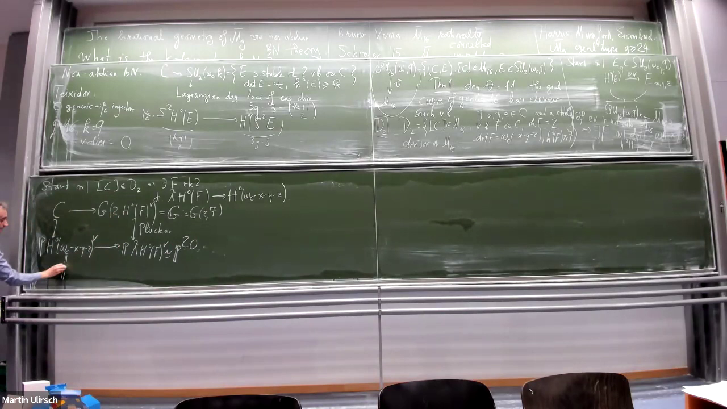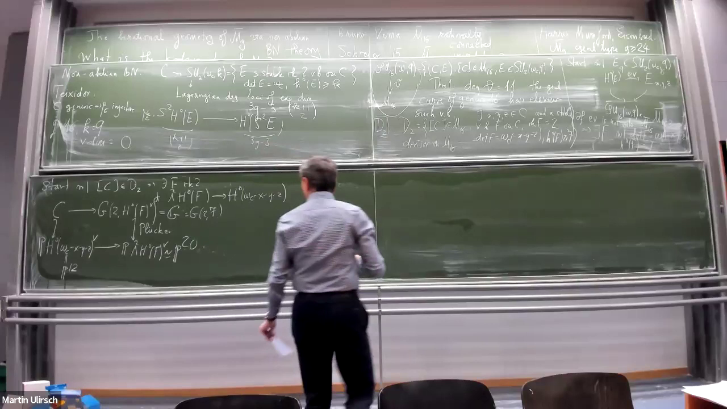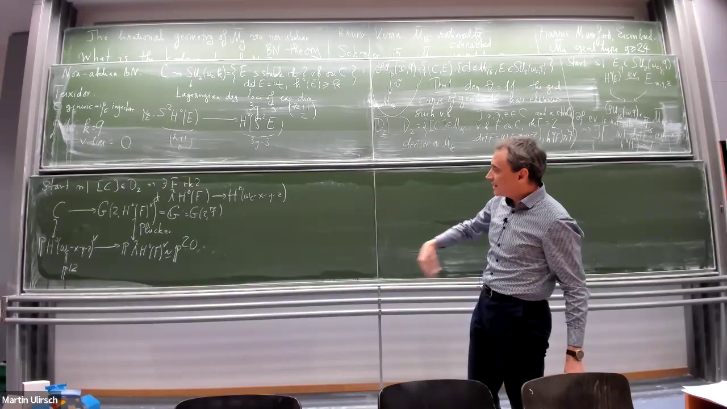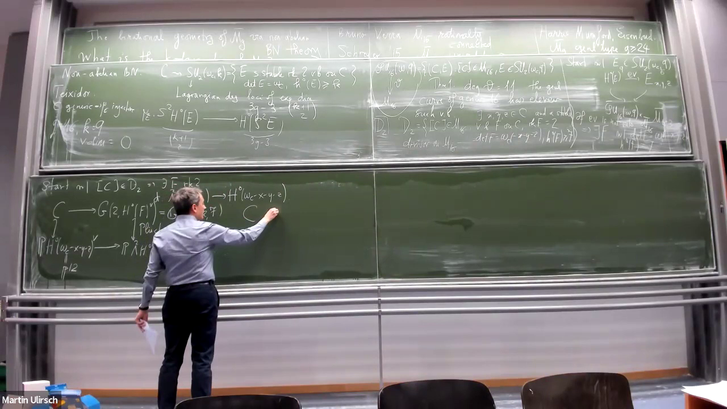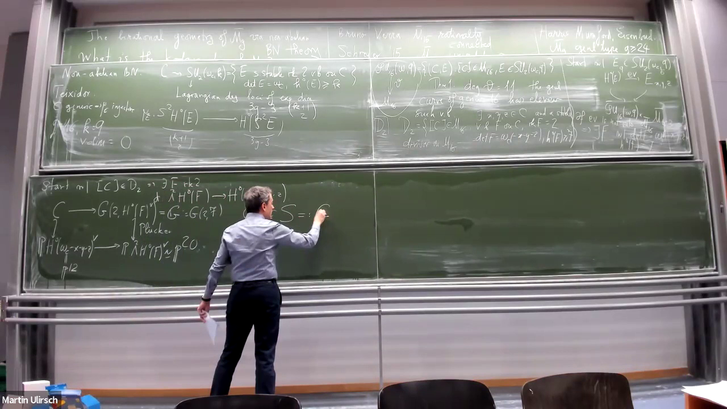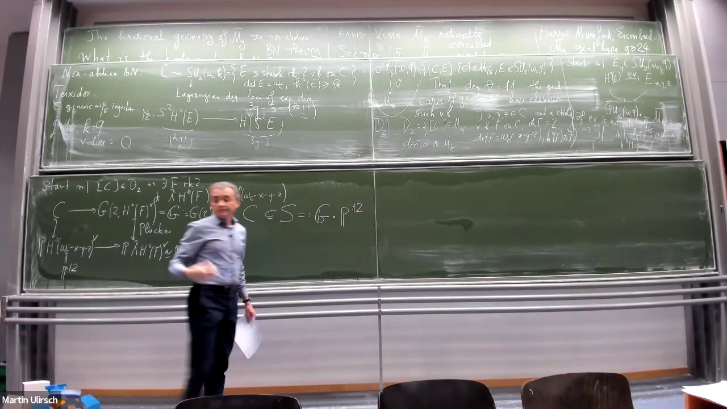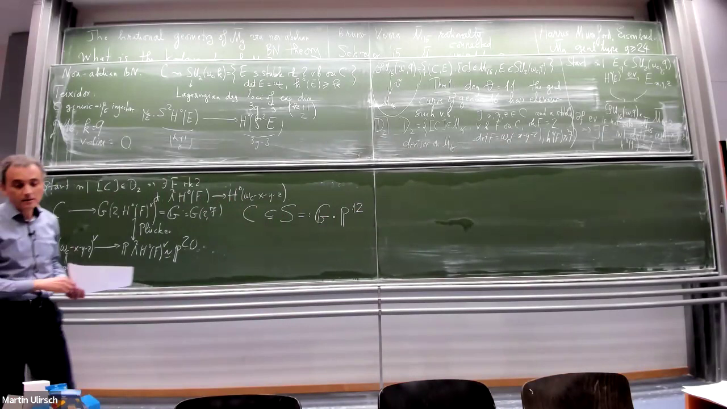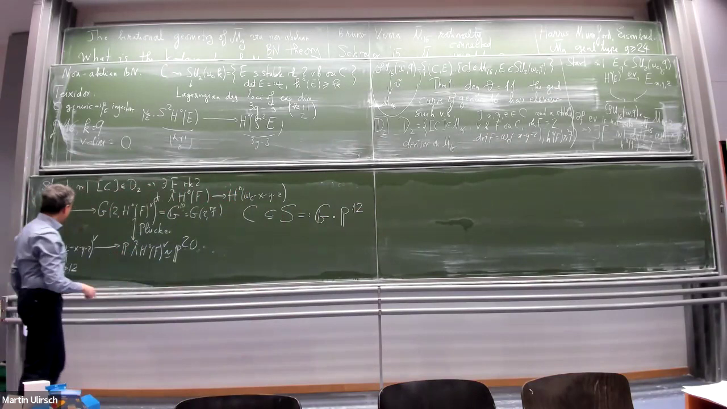Okay, so look at this diagram for a second. What I'm saying is that the curve C lies on a codimension 8 linear section of the Grassmannian. Call this surface S, which is by definition the intersection of the Grassmannian with this P^12. The dimension of the Grassmannian, we have to know, is 10. So the intersection is expected to be of dimension 10 minus 8, which is 2, a surface.